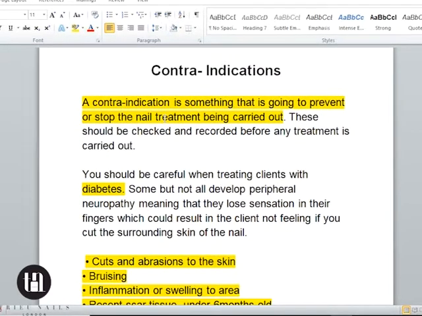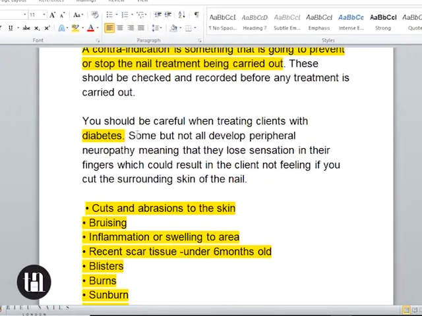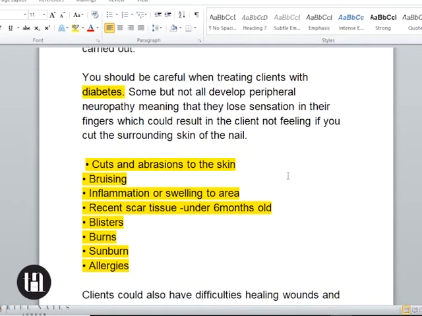What this actually means, contraindication is something that is going to prevent or stop the nail treatment from being carried out. And that's it. It's as simple as that. One thing you need to be aware of in general is clients with diabetes. Some develop peripheral neuropathy, which means they lose sensation in their fingers and could basically result in the client not feeling you cut around the skin. Of course, if you're a normal client and the nail technician cuts too much, pushes too much, then you'll shout or say that's painful, but you need to be aware of clients with this type of diabetes.